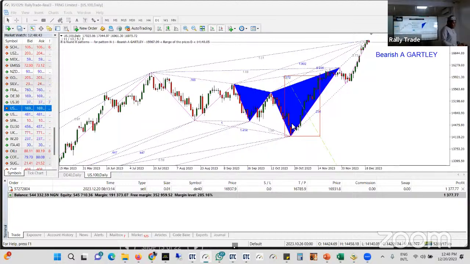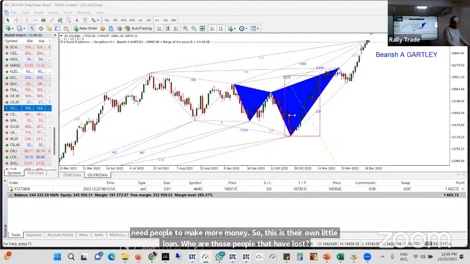Okay, so somebody says it's made almost $30. That's good. I need people to make more money. And some people say their own is on loss. Who are those people that have loss? I don't understand how you are getting loss when people are already making money to buy chicken. Where is the loss coming from?